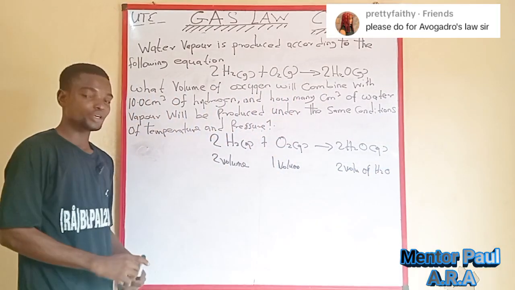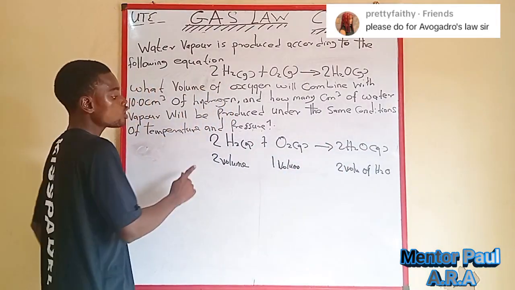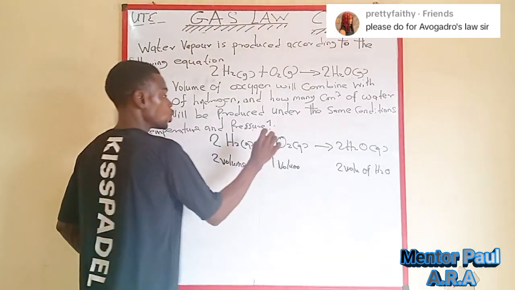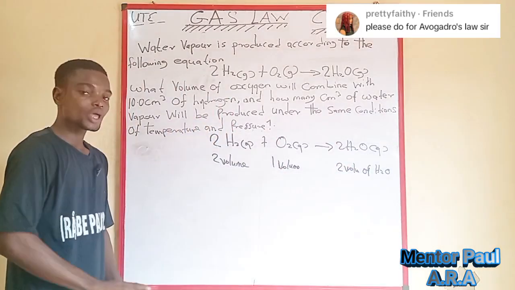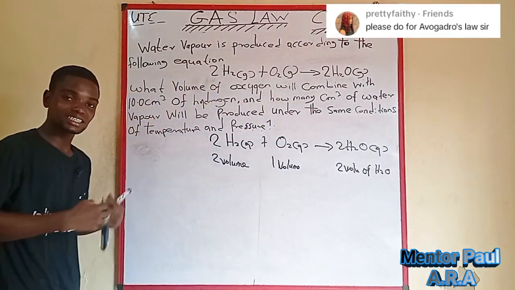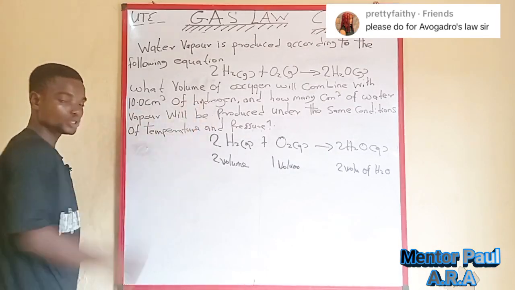H2O. What does this mean? It means that for you to get water vapor, you must use 2 volumes of hydrogen and react with 1 volume of oxygen to get water vapor. However, the question says what volume of oxygen is needed to react with 10 volumes of hydrogen?